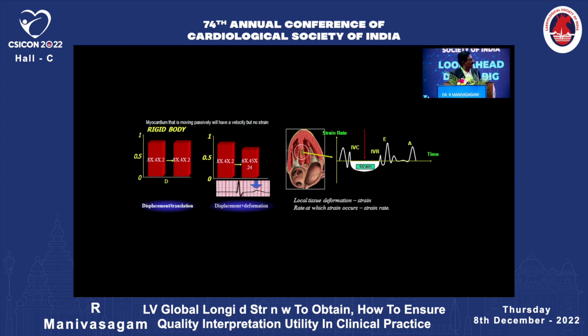When an object is moving without change in shape, we call it displacement or translation. When it moves along with alteration in shape, we call it displacement with deformation. The local tissue deformation is called strain. The rate at which strain occurs is called strain rate.